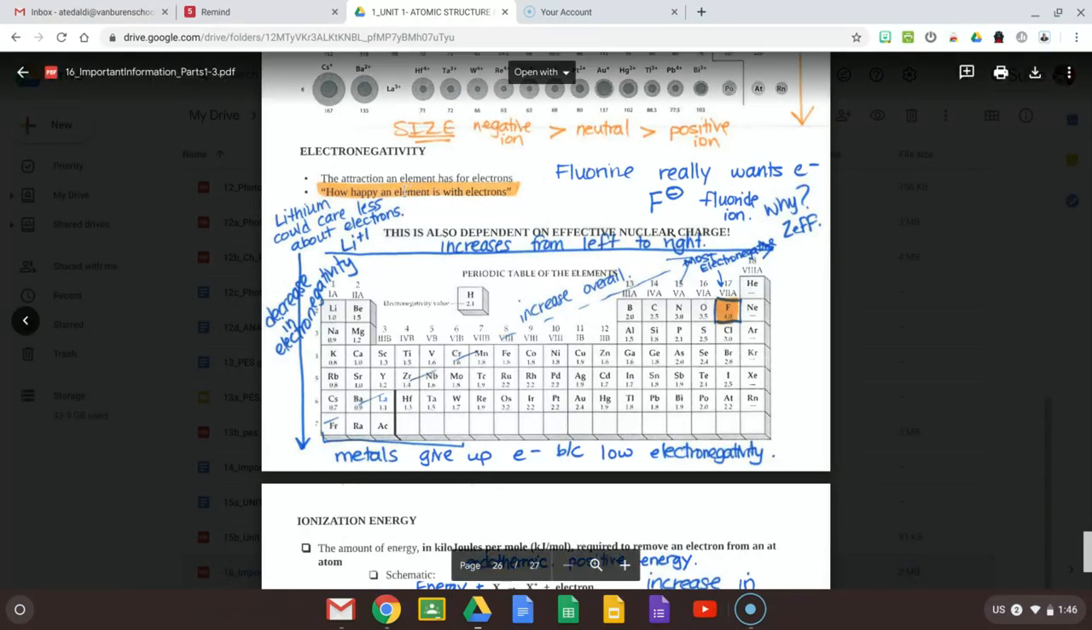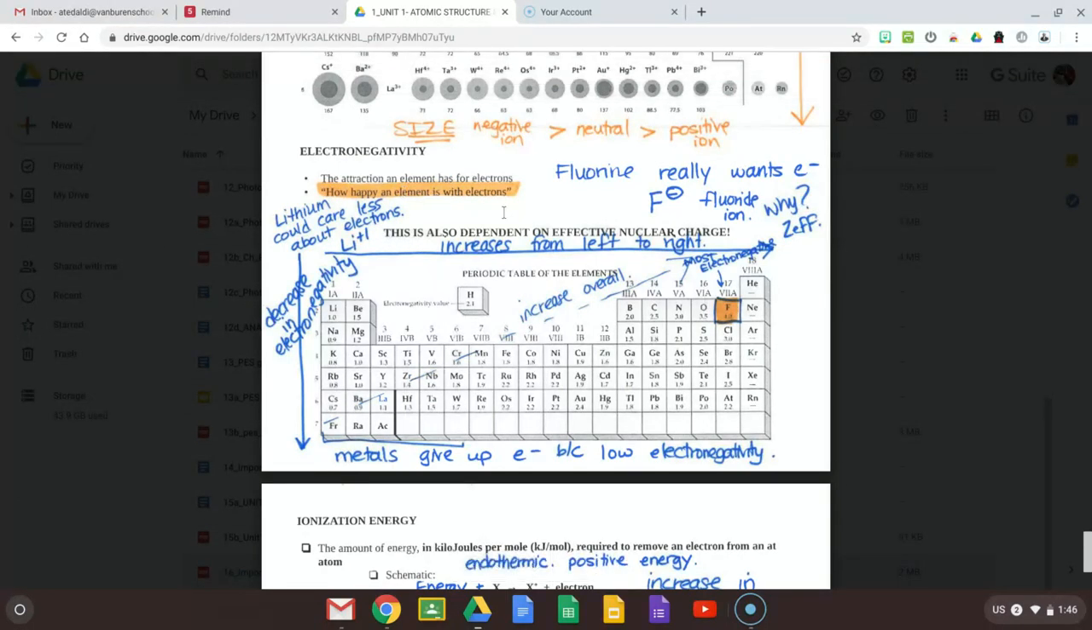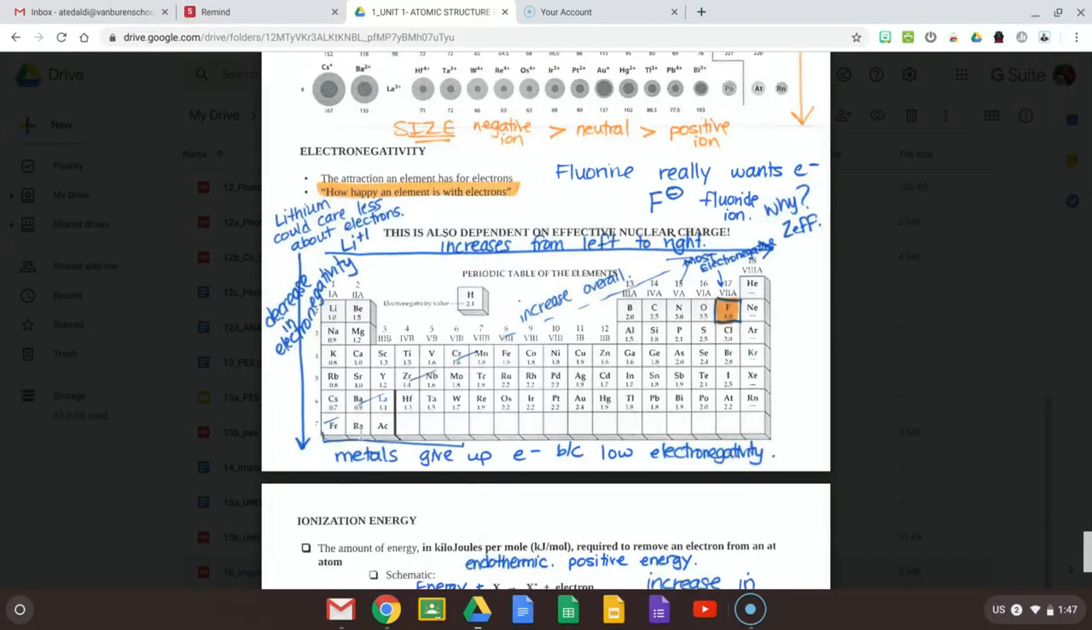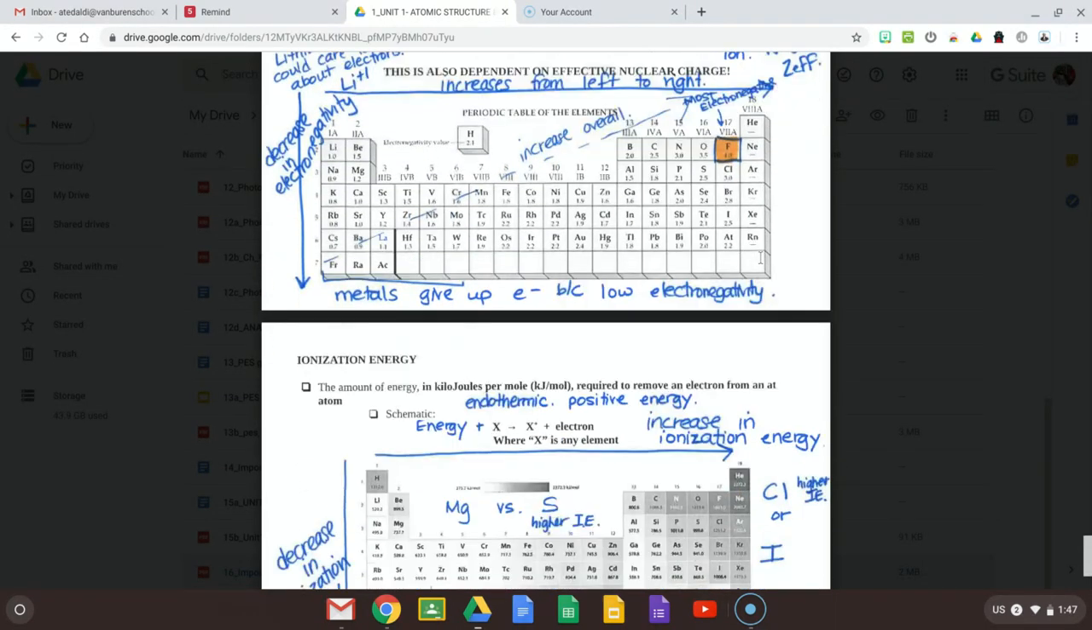So electronegativity talks about this attraction an element has for electrons. Fluorine really wants electrons. Francium or cesium or radium, they don't care about electrons. So they have low electronegativities. Metals tend to give up electrons because they have low electronegativities. Non-metals tend to want electrons because they have high electronegativities. And we talked about that in our POGL.